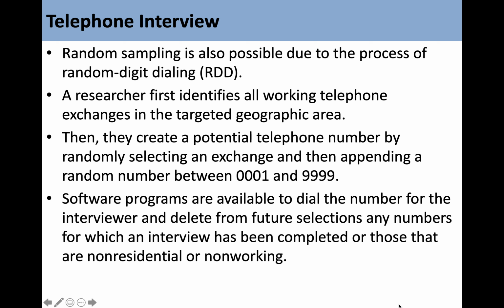Random sampling is also possible due to the process of random digit dialing. A researcher first identifies all working telephone exchanges in the targeted geographic area. Then they create a potential telephone number by randomly selecting an exchange and then appending a random number between 0001 and 9999. Software programs are available to dial the number for the interviewer and delete from future selections any numbers for which an interview has been completed or those that are non-residential or non-working.